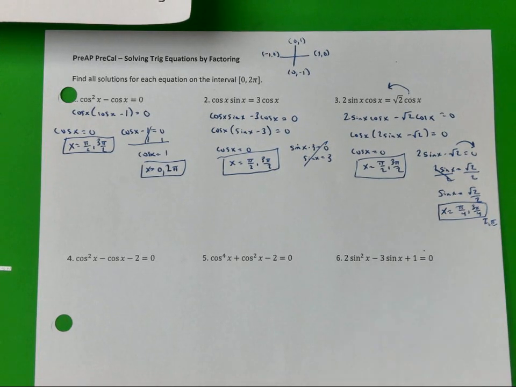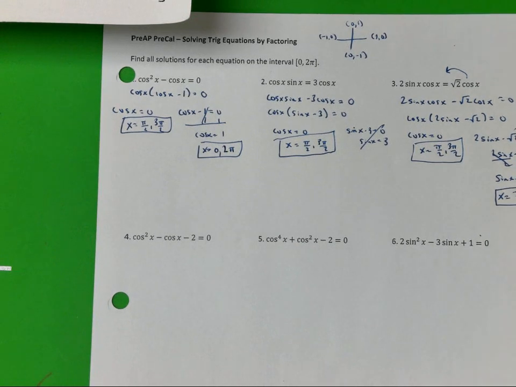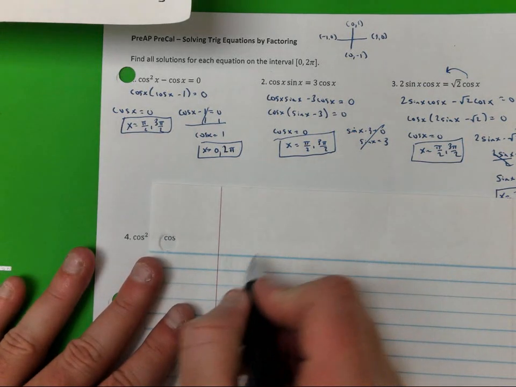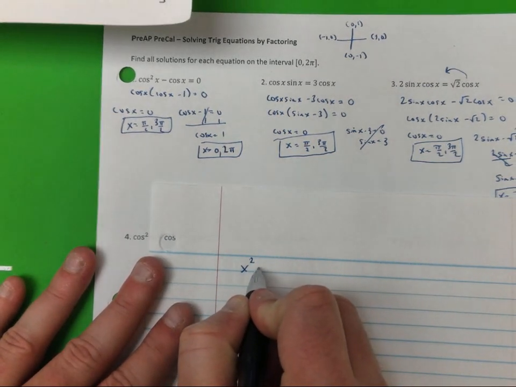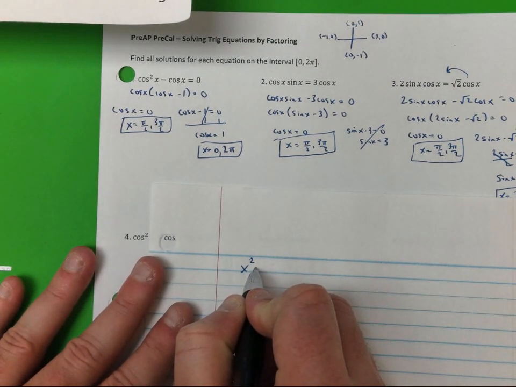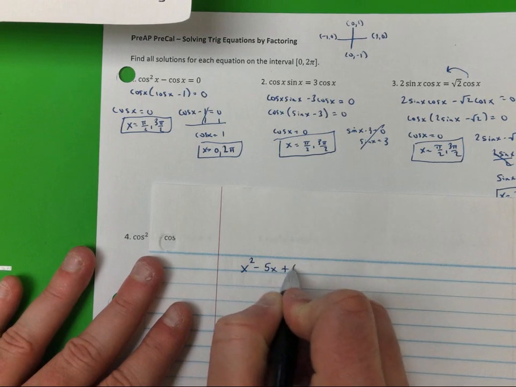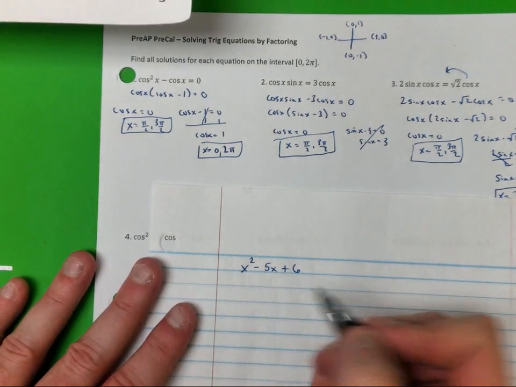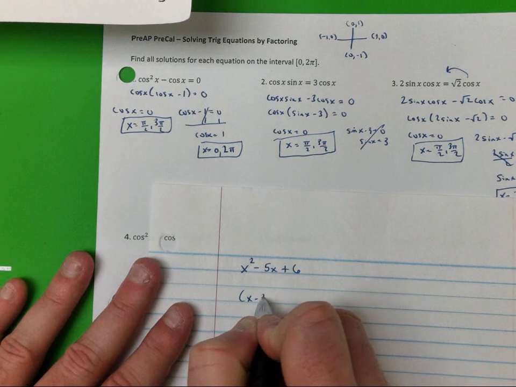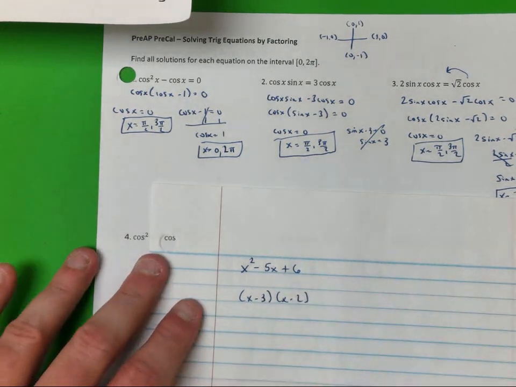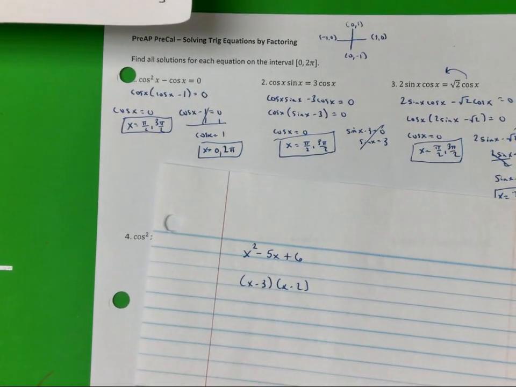Alright, let's look at number 4. Number 4 is cosine squared x minus cosine x minus 2. Alright, let's take a moment to review something here. That was very, very similar to when we factored something like this quadratic. And when we factored this, we did x minus 3 and x minus 2. Well, this is the same concept here, guys.